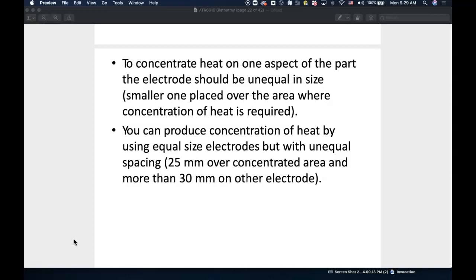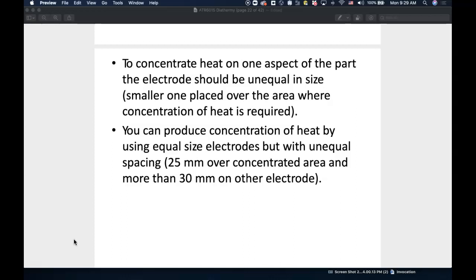With the smaller one being placed over the area where you actually want to focus, and then the larger one either being placed proximally or distally. Does that make sense, you guys? Now, this setup assumes that we have either those flexible rubber pads, or we're using the coil method.